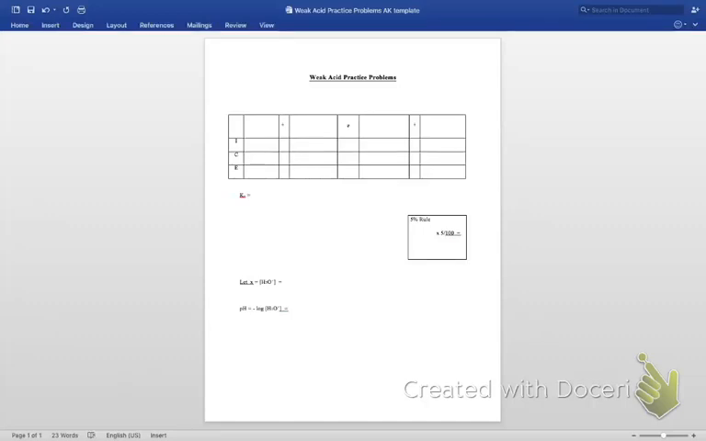Hi, this is Ms. Morgan. We're looking at the weak acid practice problems that you should have been working on, and today we're going to go through numbers 1 through 5.